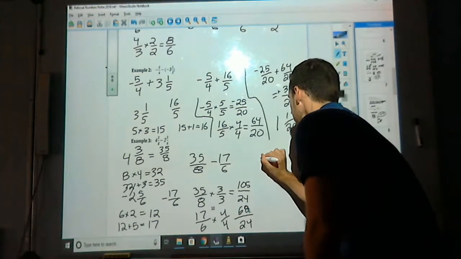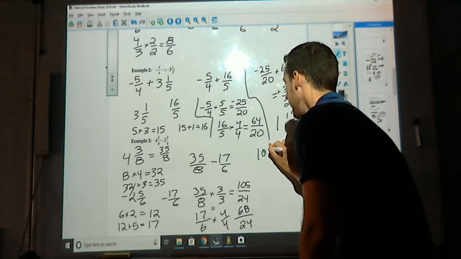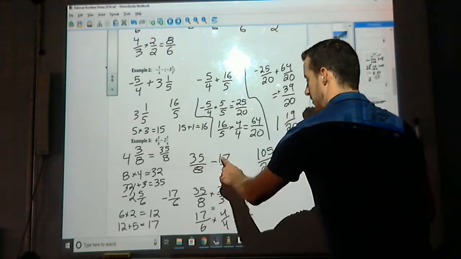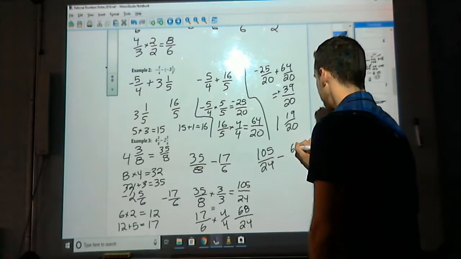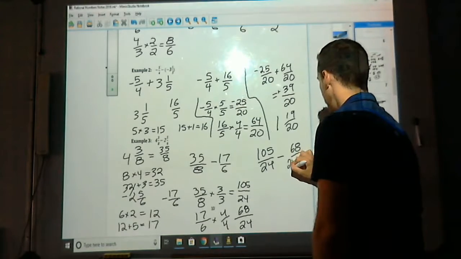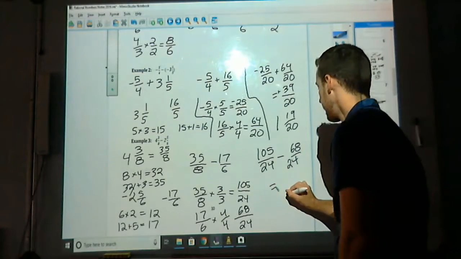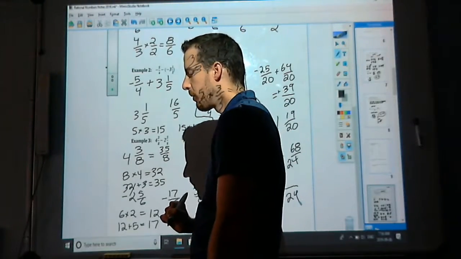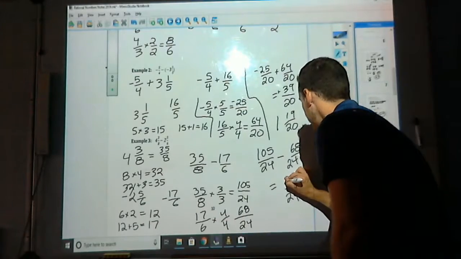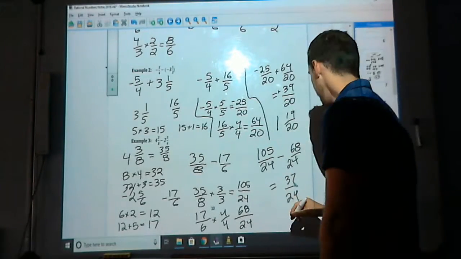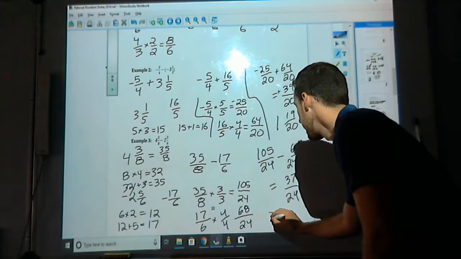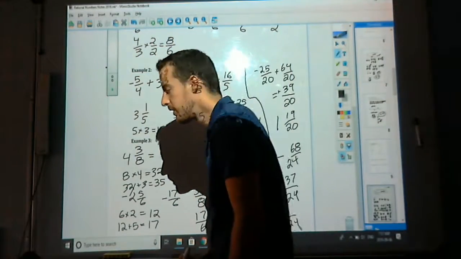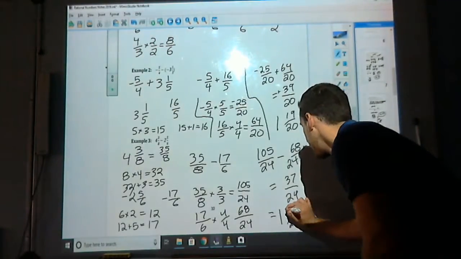So finally, we're going to solve everything. We're going to go 105 over 24. Subtract, because again, this was our negative number, right? 68 over 24. And our final answer will be out of 24 to start. Okay, and we end up with 37/24. Again, this can be simplified down, so 24 goes into 37 once. Okay, so 1 and 13/24 is our final answer.